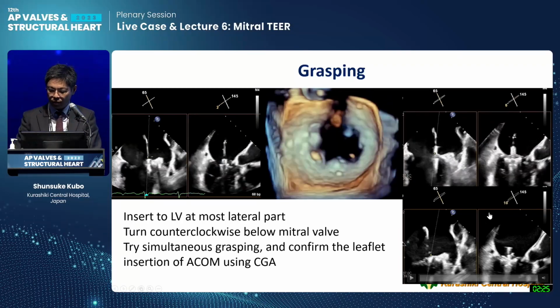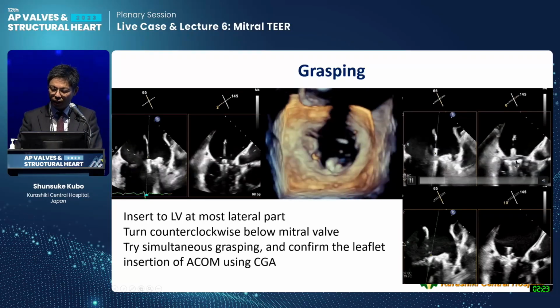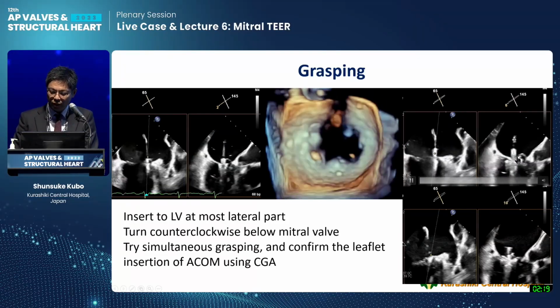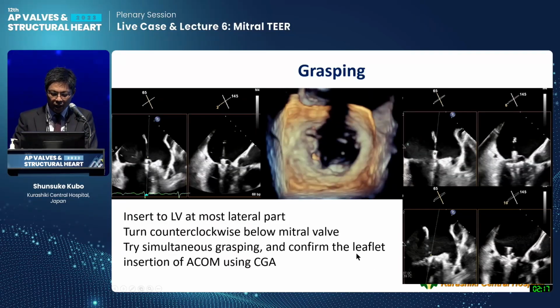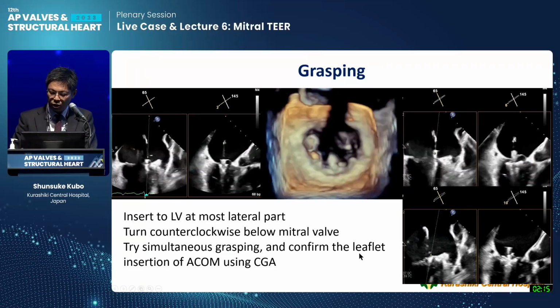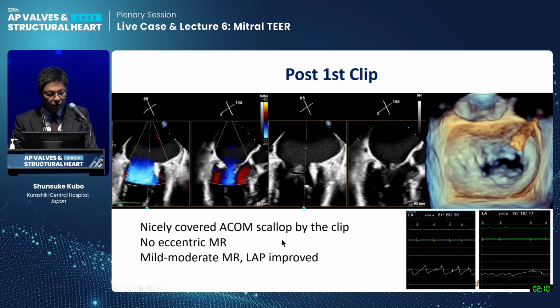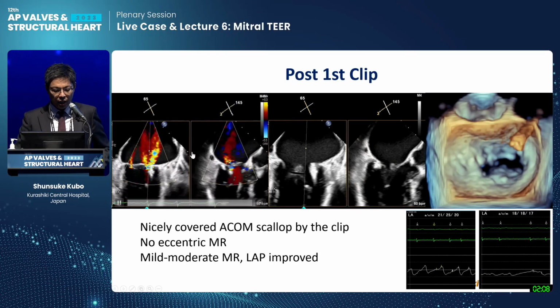But the anterior reflex, the insertion is good, or I wonder if it is good. So we confirm using the control grip activation system like that. So after closing the clip, MR nicely reduced with no eccentric MR.